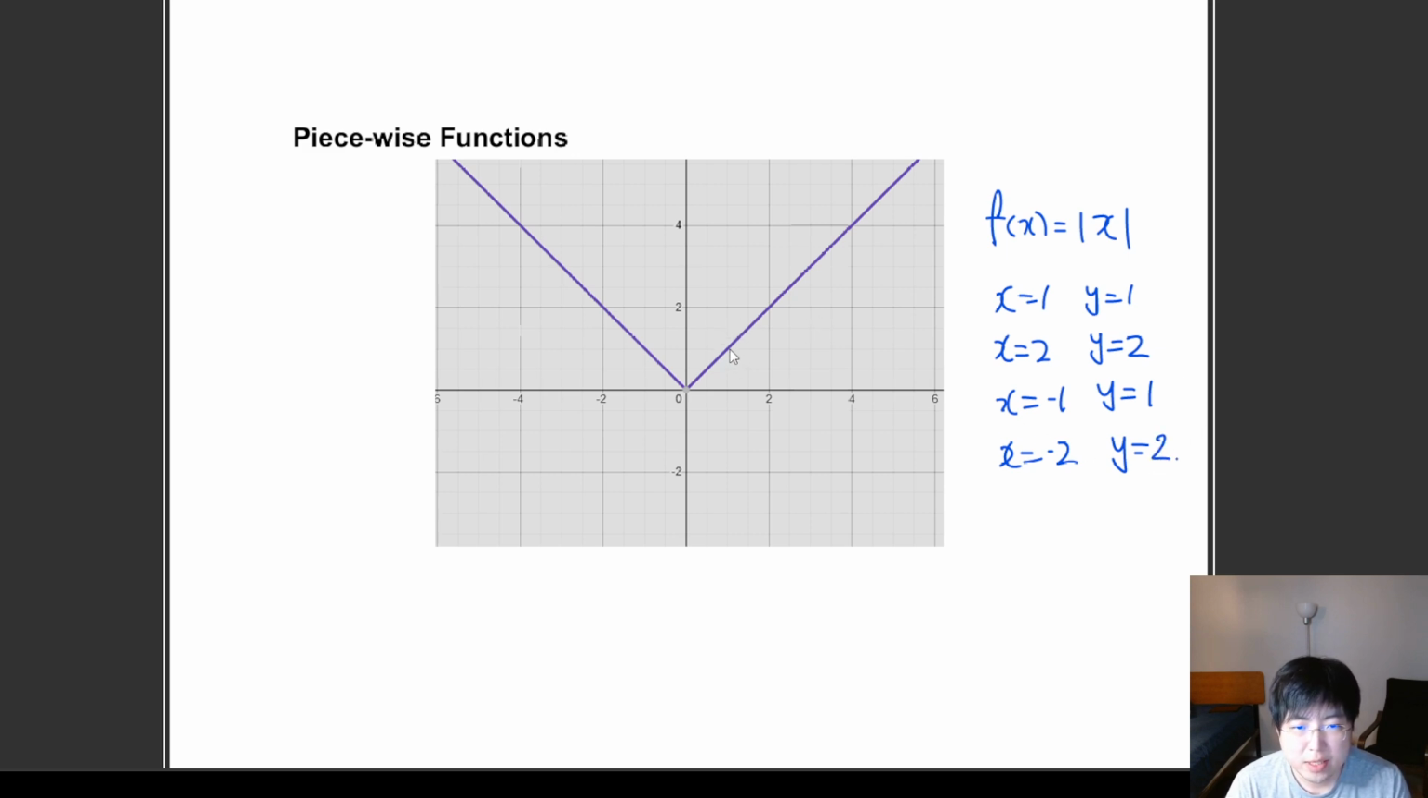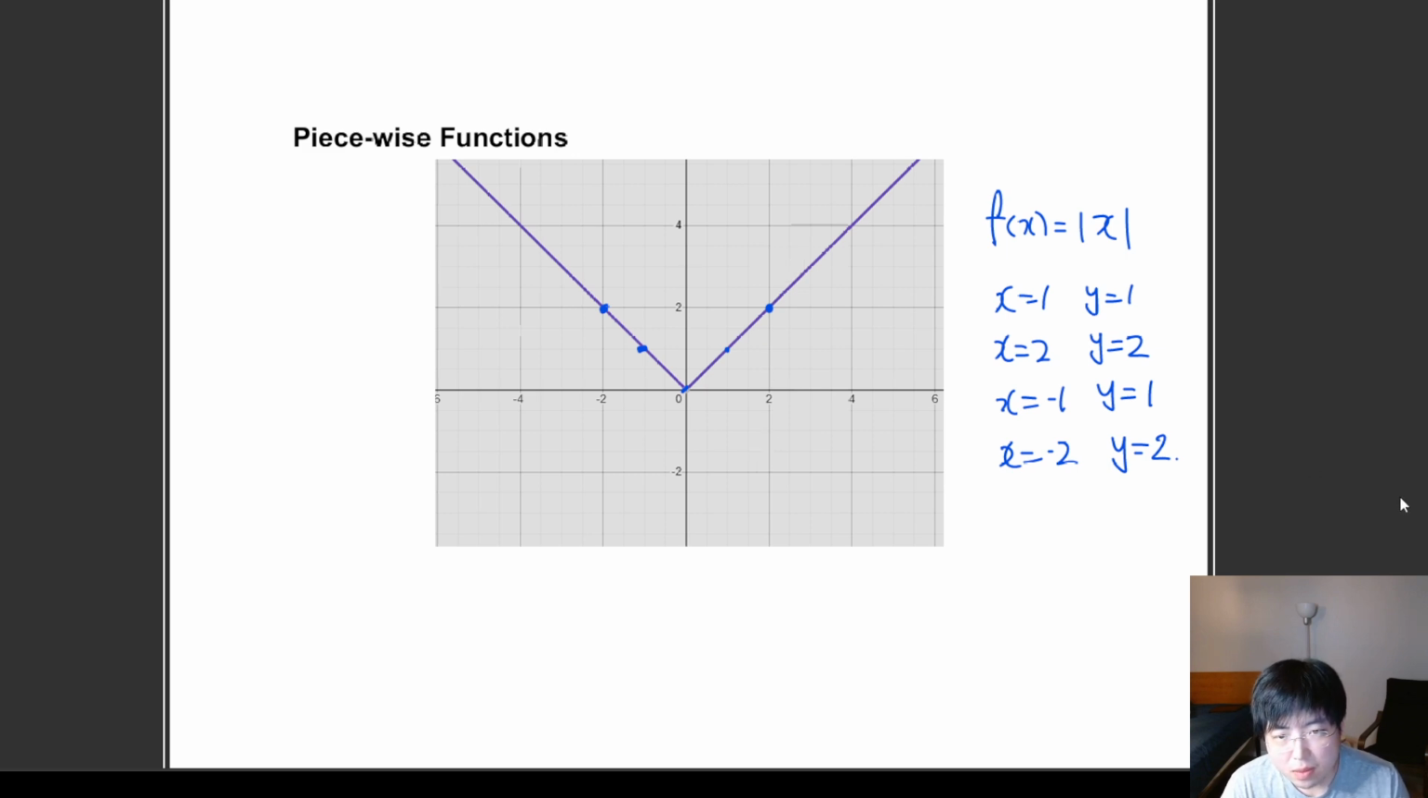So as you can see, when x is 1, y is 1. When x is 2, y is 2. When x is negative 1, y is 1. When x is negative 2, y is 2. And obviously when x is 0, y is 0. Okay? So you can tell why this is an absolute value function, okay?